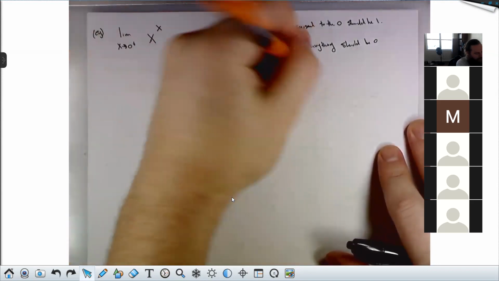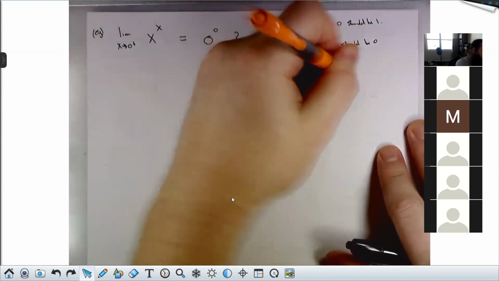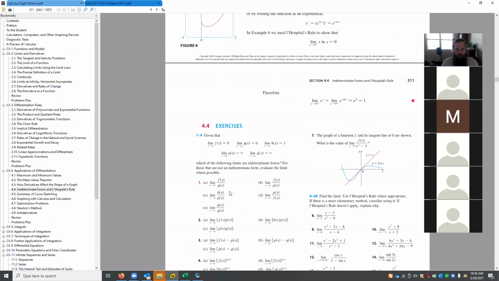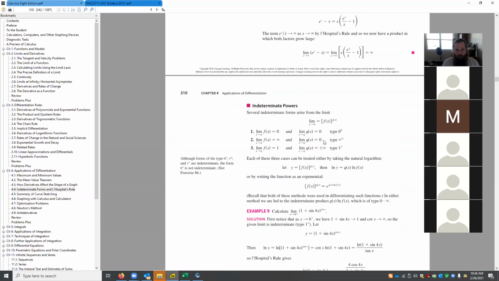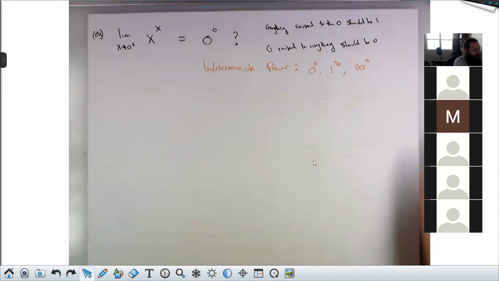And there are other ones. So 0 to the 0 is one of them. 1 to the infinity is another one. And I think there's one more. I gotta triple check here. We got 0 to the 0. Oh, infinity to the 0. Yeah. So those are your indeterminate powers. And this is one of them, right? This is 0 to the 0.